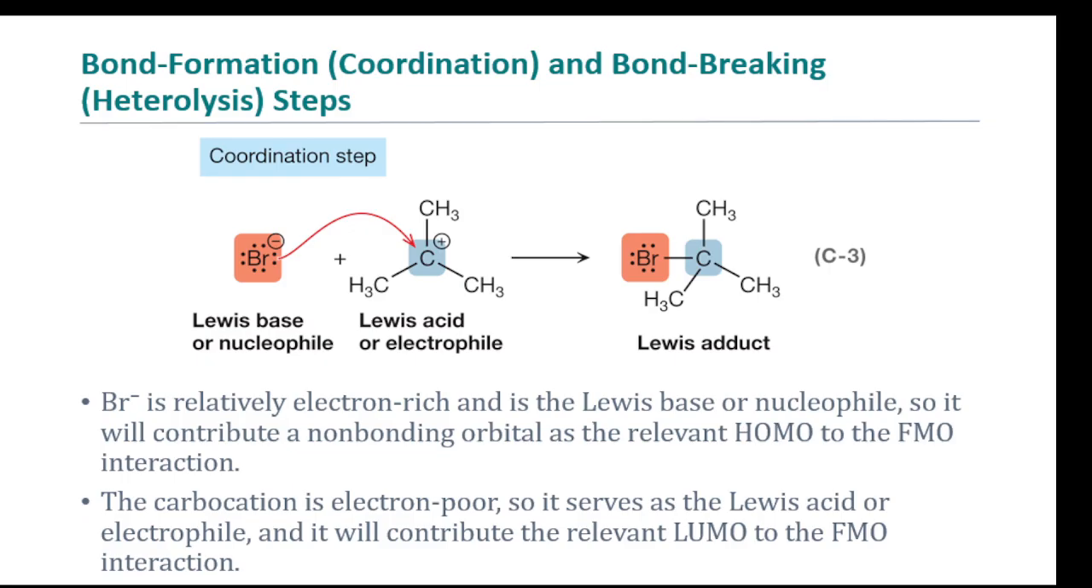Okay, so let's go and look at the bond formation, which is the coordination reactions, or the bond breaking, which is the heterolysis reactions. So here again, it doesn't really matter if it's a Lewis base or nucleophile. The other one's going to be a Lewis acid or electrophile. Again, it doesn't really matter. We're going to have the electrons going into the bond. And again, the Br minus is going to be that relatively electron rich. And so that one's donating the what orbital?